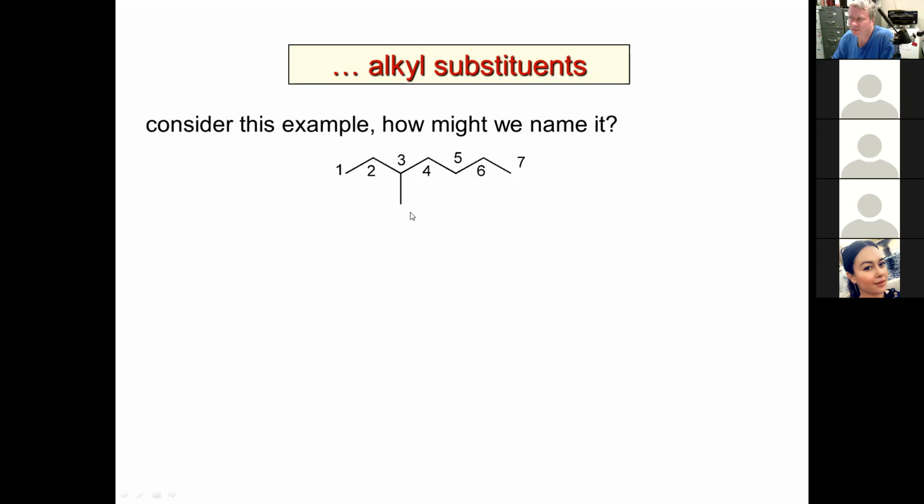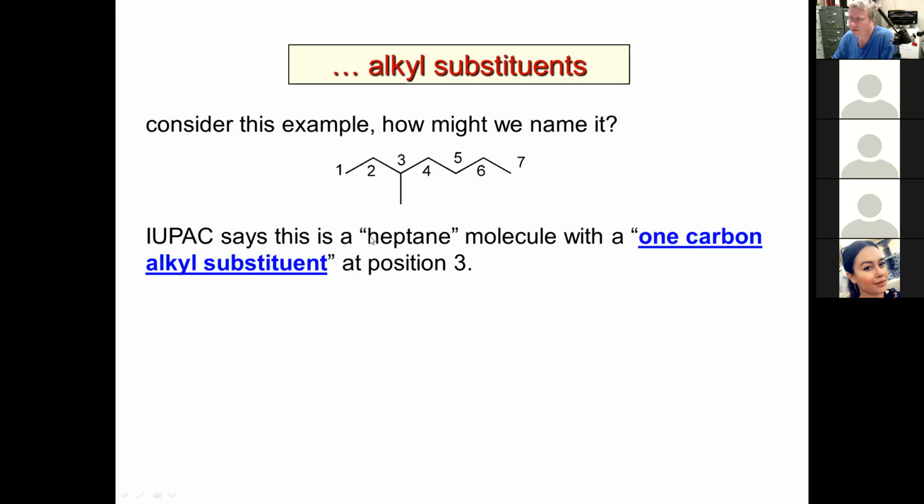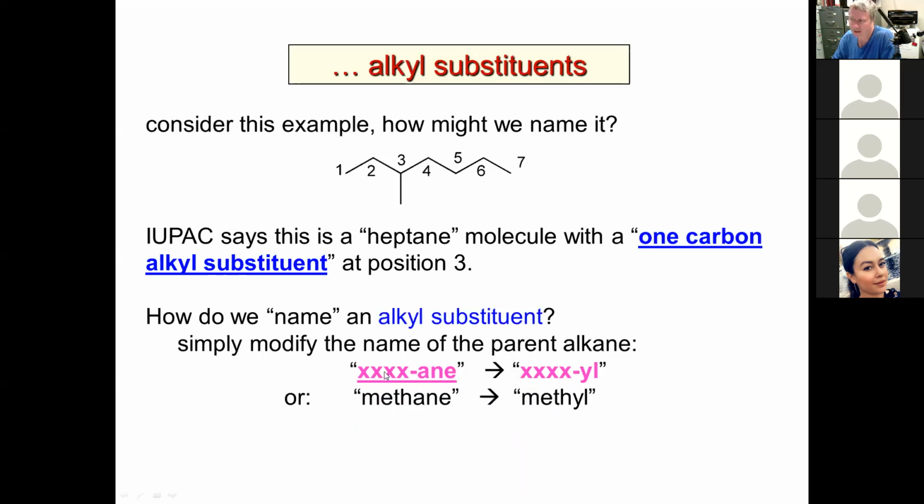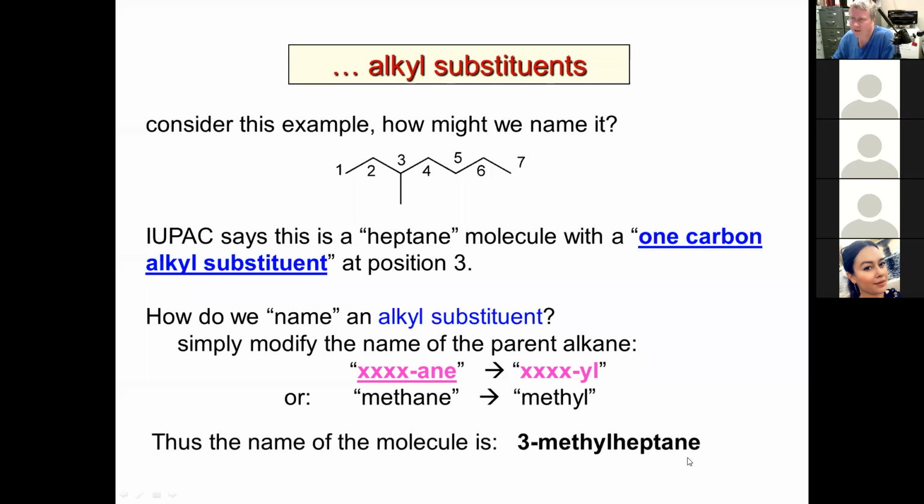When we have something like a single carbon attached as a substituent, we use methyl, or it could be ethyl or propyl. Those are how you name a substituent. This is a substituent on carbon 3. So the name is going to be 3-methylheptane. IUPAC says this is a heptane with a 1 carbon alkyl substituent at 3, and we call that methyl. Rather than blah blah blah ane, it becomes blah blah blah yl. So methane becomes methyl. That's how we name a substituent. The name is 3-methylheptane. Okay.